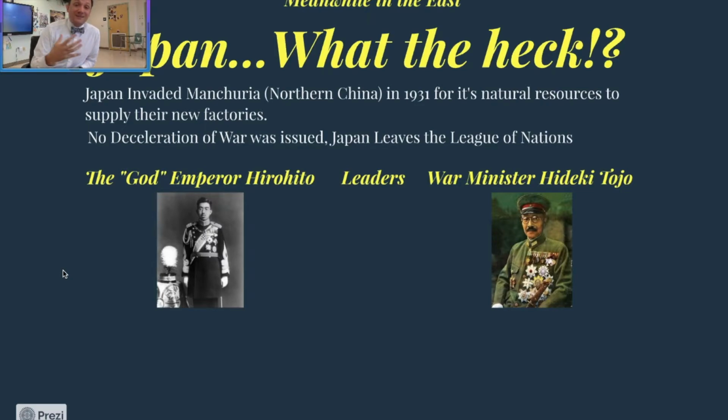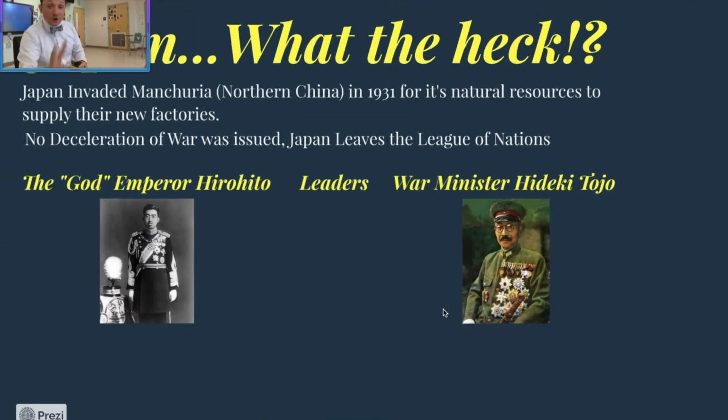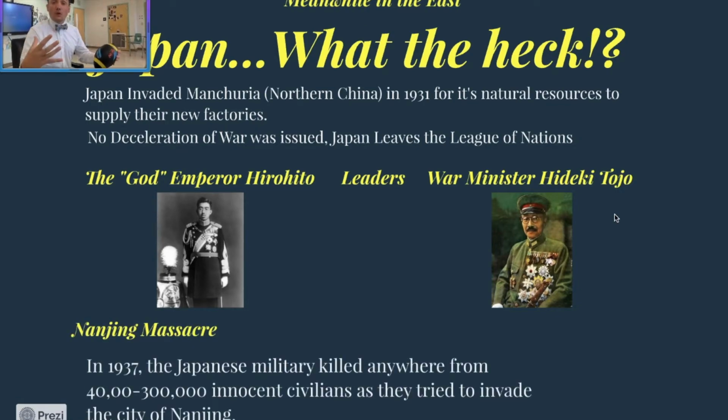The first one, the God Emperor Hirohito, right? So Hirohito, okay, the God Emperor himself, is going to be led by this man, Hideki Tojo, okay? So it's important that you know that both of these men were leading over Japan. Hirohito as their emperor, Hideki Tojo as their war minister and war leader, right? Now, the Nanjing massacre is going to be a massive result of this as well.